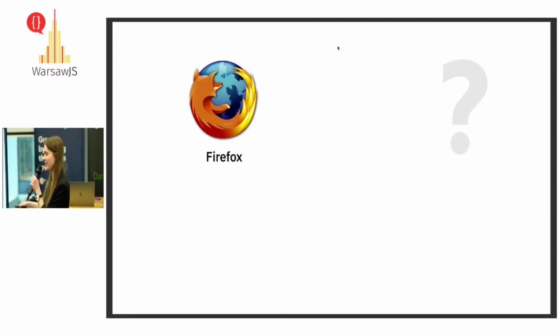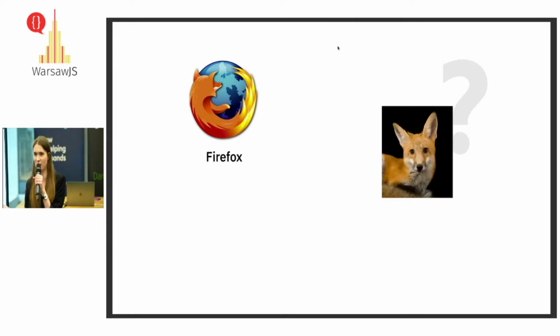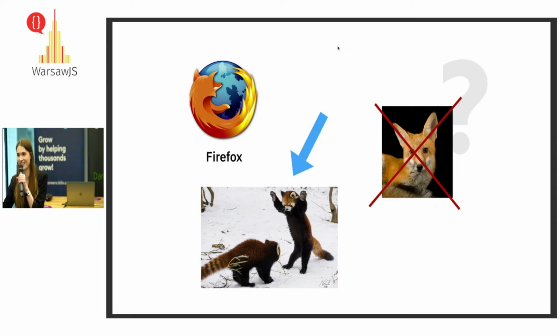Okay, so you look at the picture, you look at the animal, and you think, yeah, it's a fox, right? It's Firefox, so it's a fox. Well, I thought the same, but then I researched it a bit, and I found out that it's actually not a fox. It's a red panda. I don't know if you knew that. Did anybody know that?